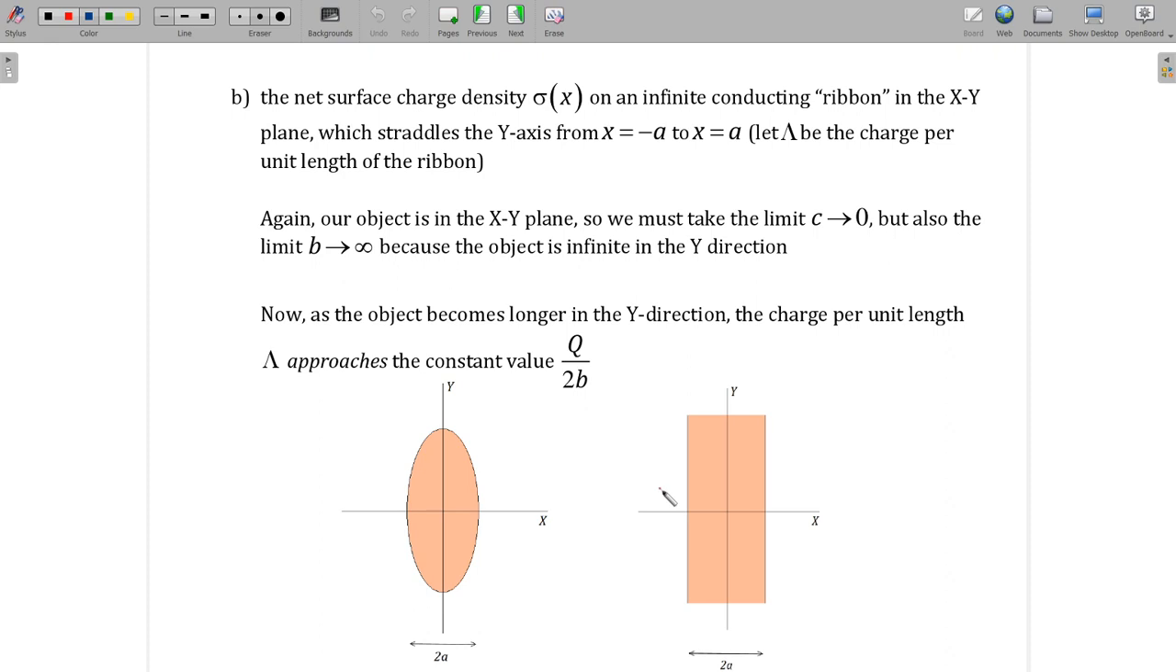if I take a unit length in the y direction, the charge on that unit length would be capital lambda. Right.